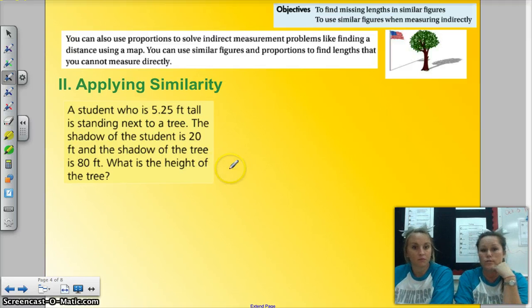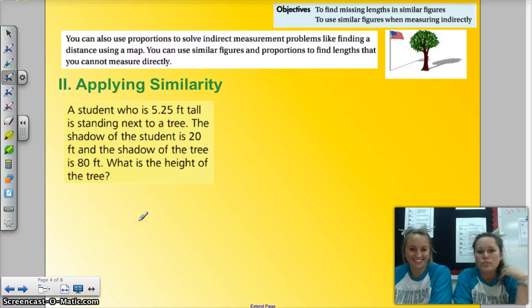A student who is 5.25 feet tall is standing next to a tree. The shadow of the student is 20 feet, and the shadow of the tree is 80 feet. What is the height of the tree?